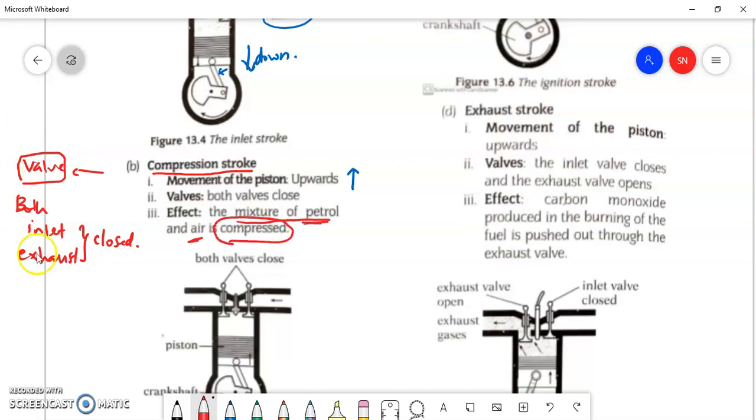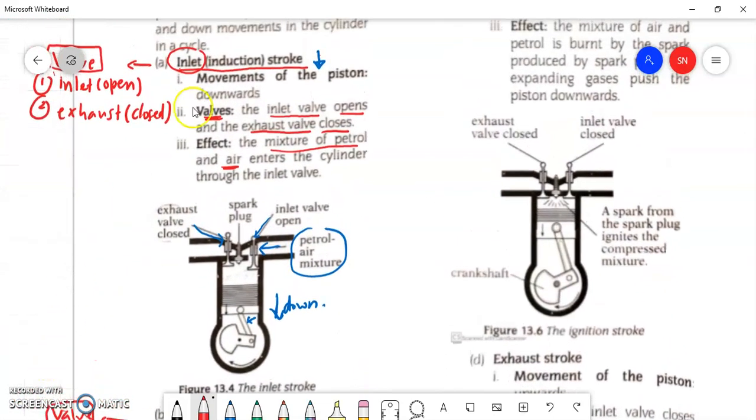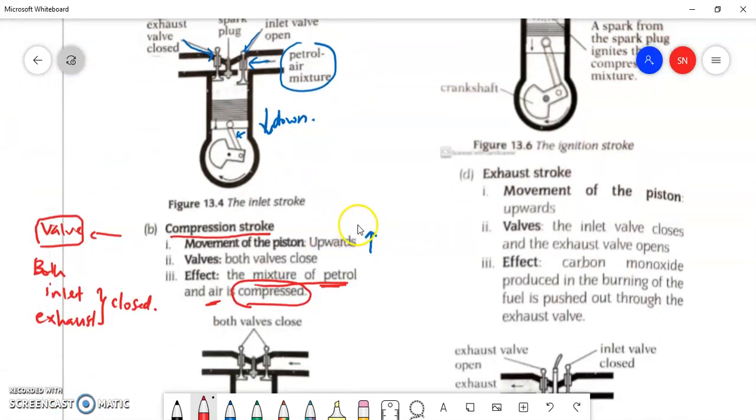So this is called a compression stroke. You see there are actually 3 things you got to remember for each stroke. First thing is movement of piston. For the first stroke, the movement of piston was downwards, inlet stroke downwards, and for this one it is upwards.